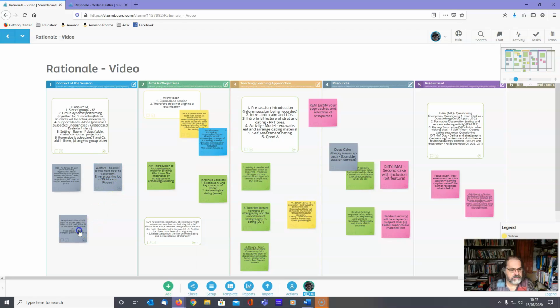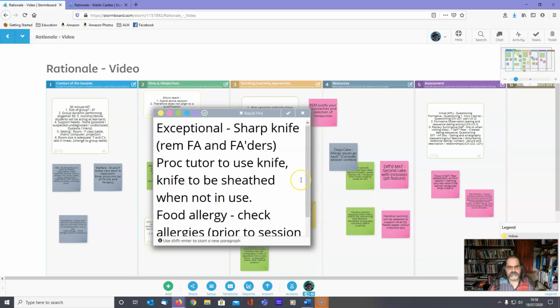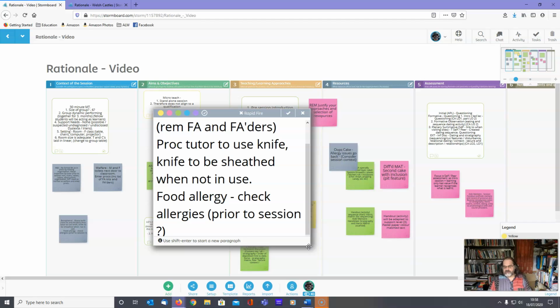Now then, there's an exceptional thing in this particular case which you'll note later on. One of my resources is going to be a cake, and that includes a sharp knife. So I've come back to the context because now I've got an exceptional situation. This is a sharp knife. So remember first aid and first aiders. Make sure I know those and can access them. The procedure will be the tutor only to use the knife, to be sheathed when not in use. Because I'm also going to have cake, I've also got a food allergy thing, so I need to check food allergies. Ideally, I'm going to try to do that prior to the session.